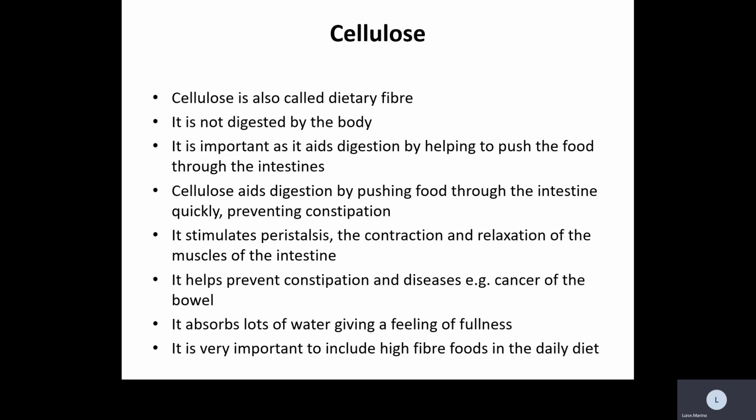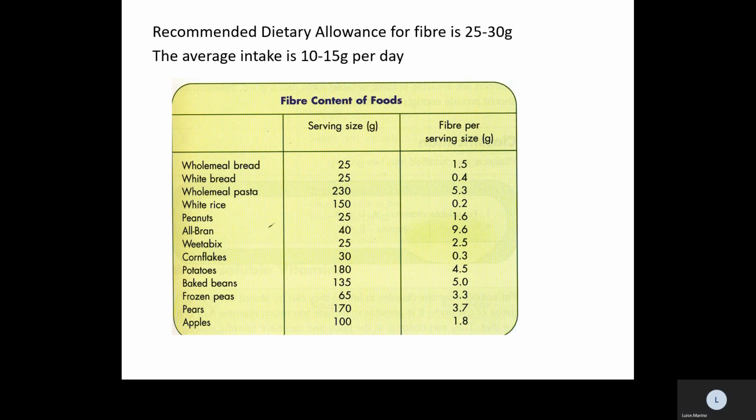So not necessarily just cellulose or roughage, but soluble fibre as well, because soluble fibre is beneficial in terms of its prebiotic qualities. Foods that contain high amounts of FOS and GOS are also considered to be of benefit. The recommended dietary allowance for fibre is between 25 and 30 grams, and the average intake in the UK is between 10 and 15 grams.